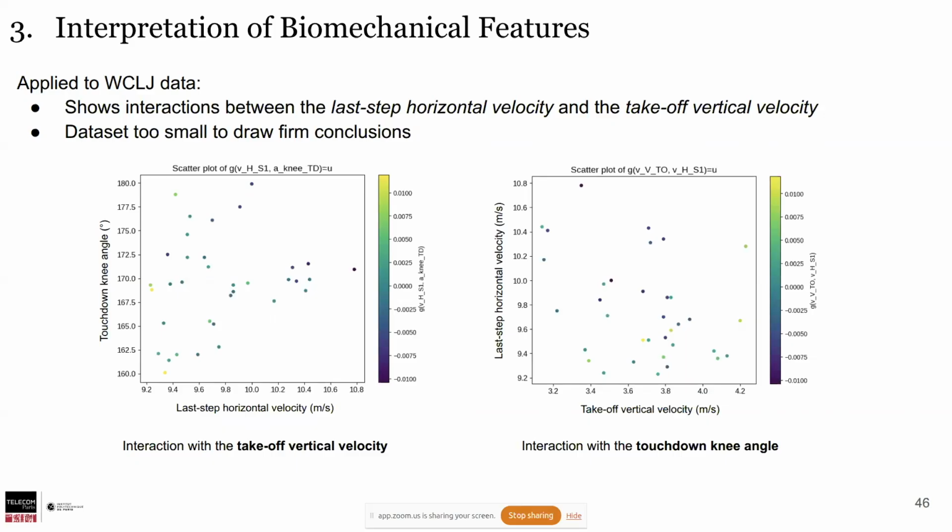Finally, we also apply this method to our sports data. We can see that the data set is really small, so it's hard to draw strong conclusions, but still we see there is some tendency. For example, in the left figure, at the left side the values tend to be higher, and at the right side the values tend to be lower. For the right figure, we also see some tendency, but still we need a larger data set to facilitate this kind of analysis.